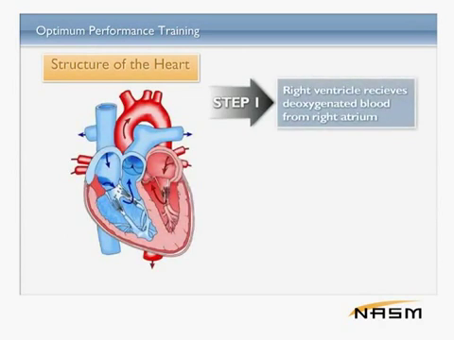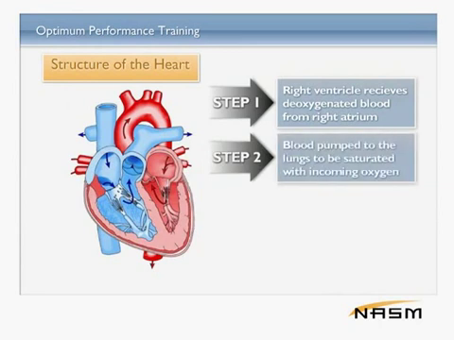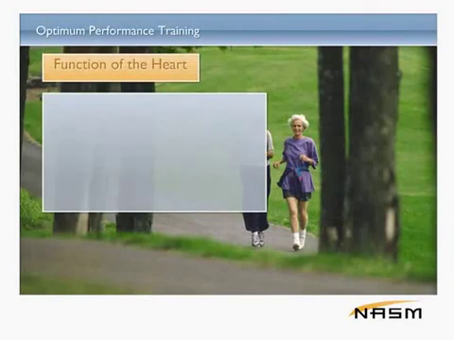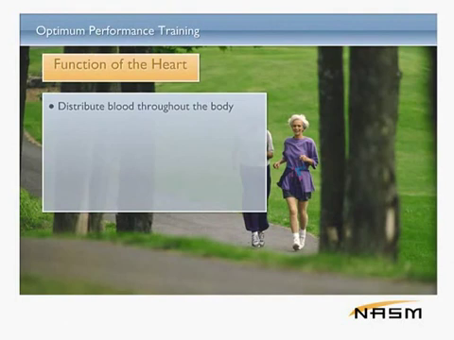The right ventricle receives the deoxygenated blood from the right atrium and then pumps it to the lungs to be saturated with incoming oxygen. The left ventricle receives the reoxygenated blood from the left atrium and proceeds to pump it to the entire body. As previously mentioned, the primary function of the heart is to distribute blood throughout the body.